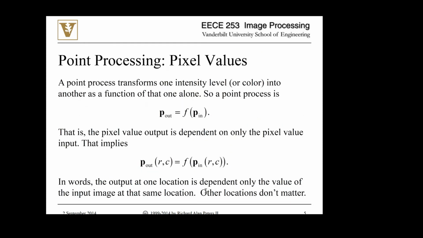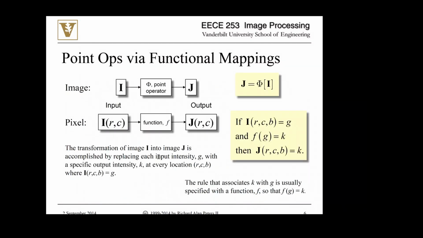Okay, so this is the equation that defines point processing. The pixel at the output can only depend on the pixel at the same location. It's a function that takes one pixel and transforms it into another.